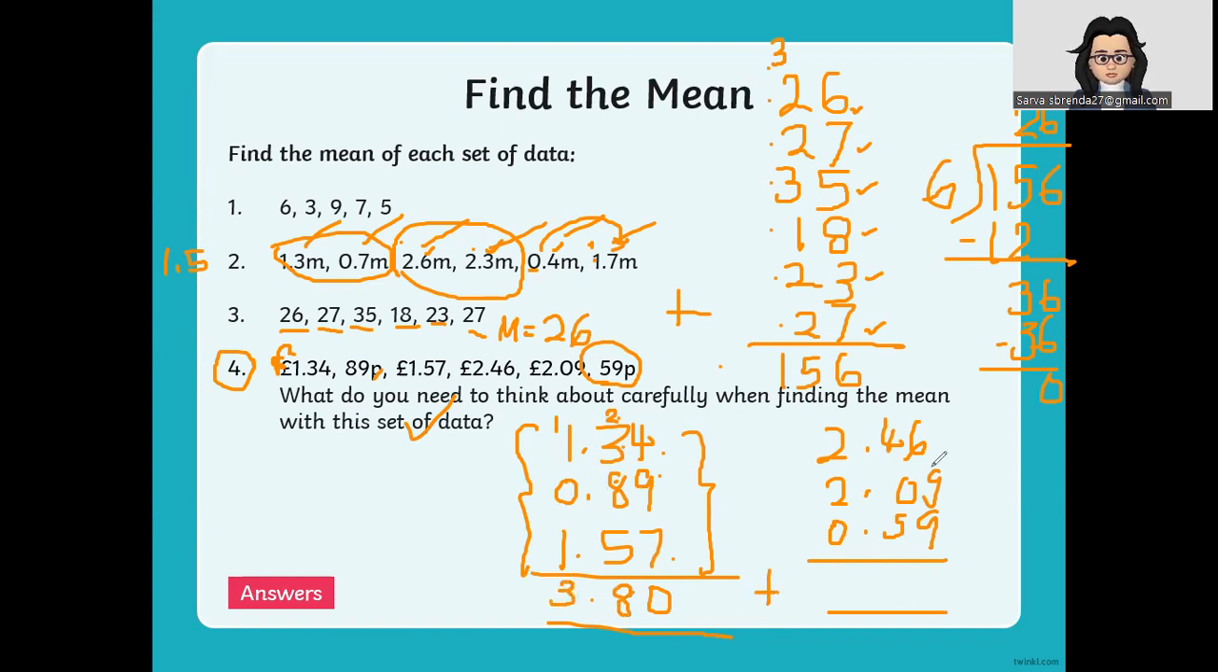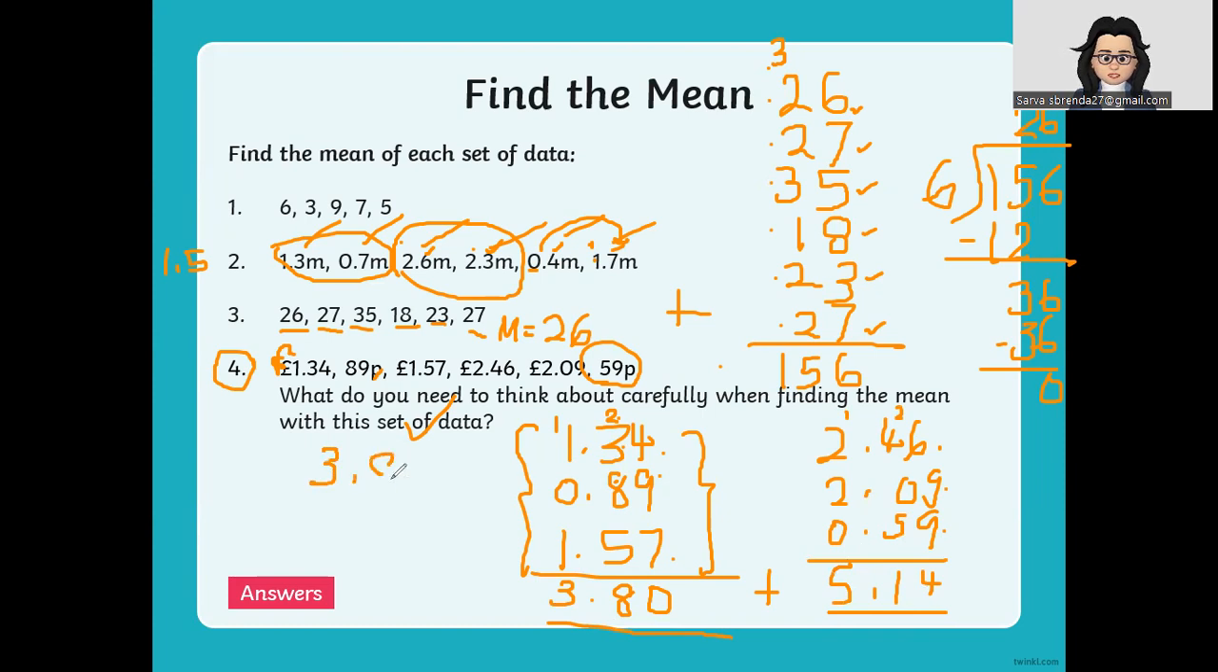Remember, I have to still add this. 9 and 9 is 18. 18 and 6 is 24. So you have 4 here. 2 up. 2 plus 4, 6. 6 plus 5, 11. So 11, carry up 1. 2, 4, 5. So we have 5 ringgit 14 cents, 3 ringgit 80 cents.